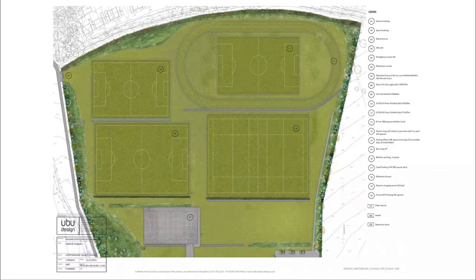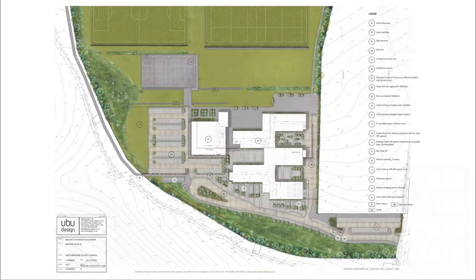This slide shows in detail the landscape strategy, so the playing fields to the north with the buffer planting around the site. The next slide shows the planting in and around the school building zone. So you can see tree planting around the buildings, within the car park, and a substantial buffer around the application site.